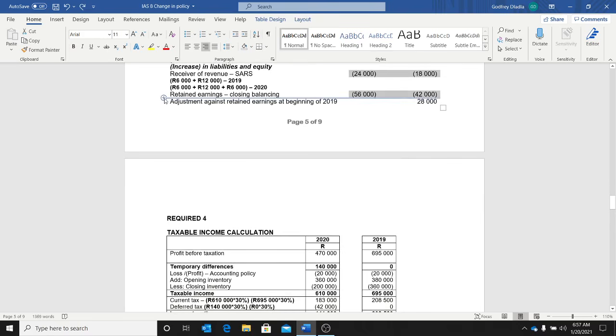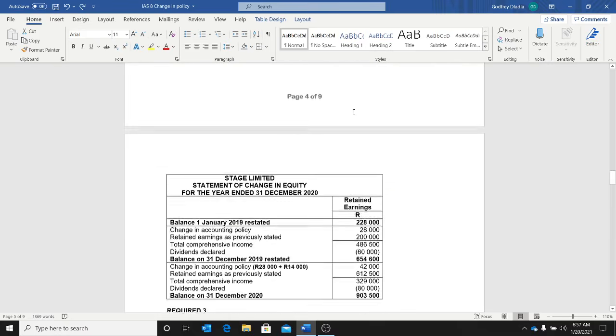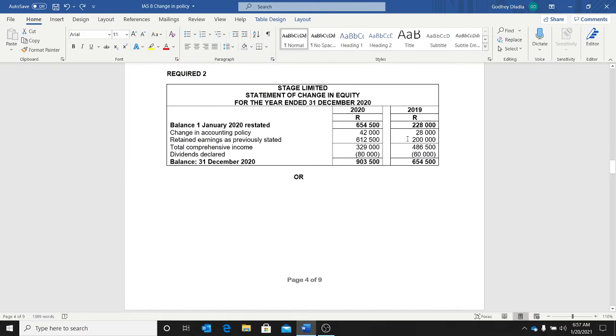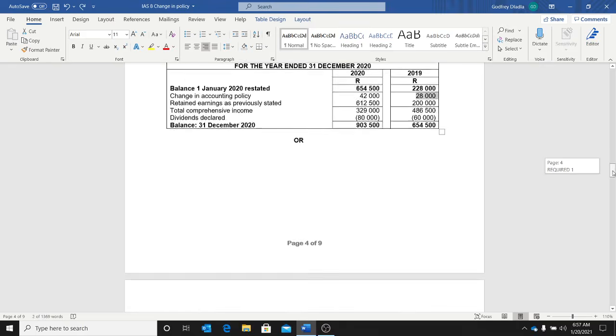Right. Let's deal with this one. And most of the students, they forget this one all the time. It says adjustment against retained earnings at the beginning of 2019. So in short, your retained earnings at the beginning of 2019, which is this one, has been adjusted by 28. You see this 28 here, right? So that's what you are saying to them.